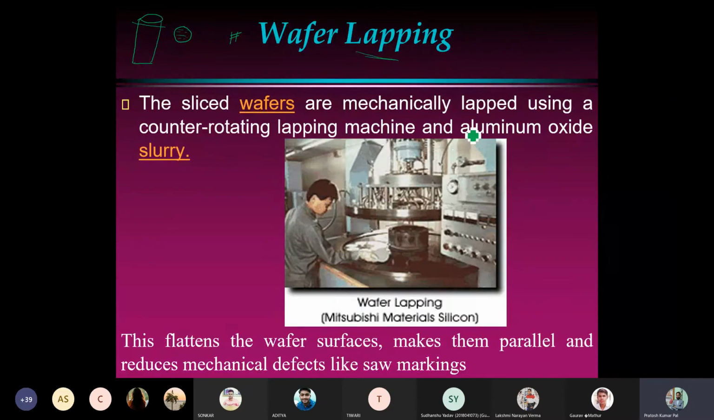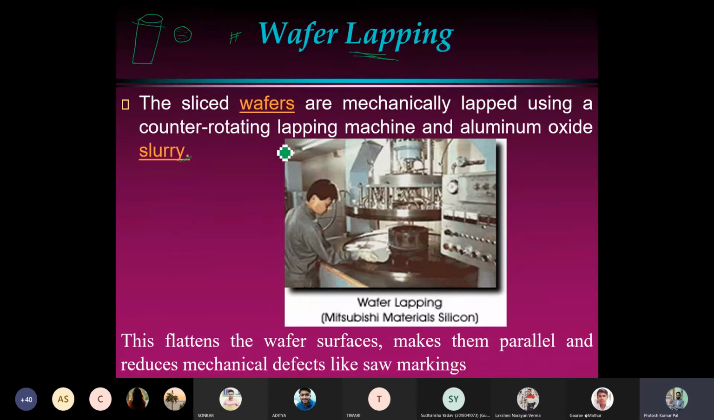It is not solid and not liquid, it is a semi liquid type of material of aluminum oxide, that is wrapped on the wafer, and that wafer will be lapped. It will be lapped by using the mechanical process. So some counter rotating surfaces will be there. This flattens the wafer surface and makes them parallel and reduces mechanical defects like saw marking. So whatever saw marking will be there, that can be removed by using the lapping process.